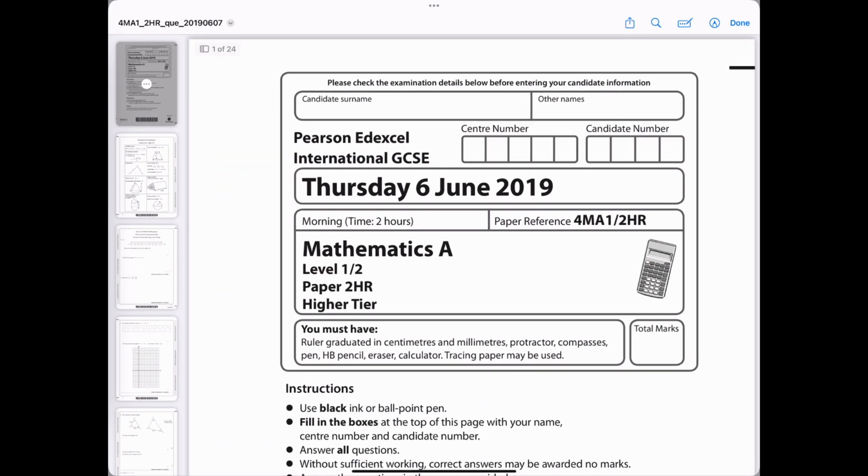This is the paper from 2019, and it's one of the higher papers that we look at. So we're going to start with the first question.